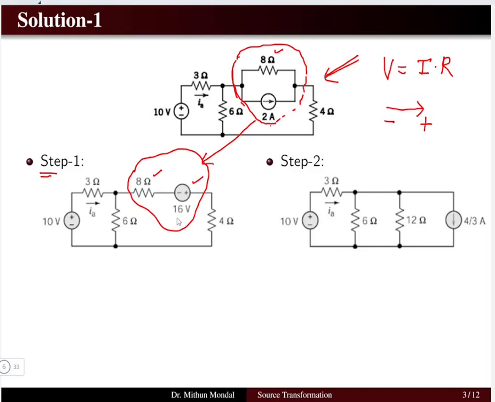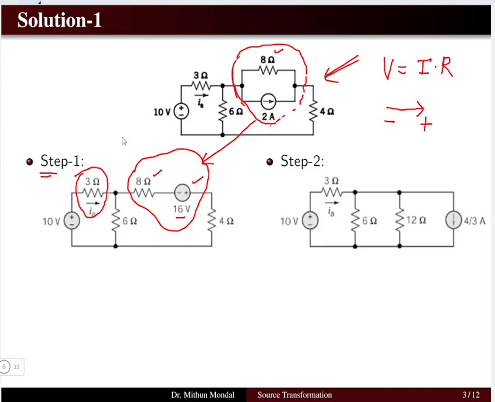So we have a 16 volt voltage source with positive and negative terminal. Now after that, this is the step 1 that we have taken. After that, let us observe the circuit carefully and try to minimize this circuit into a much reduced form. The only point we have to consider is that this resistor we are not going to touch, because here we have to determine the current.